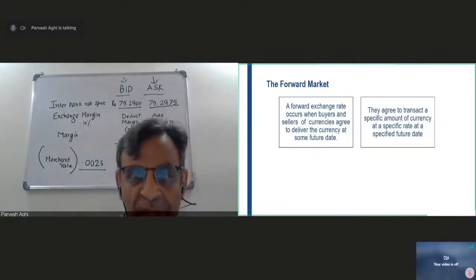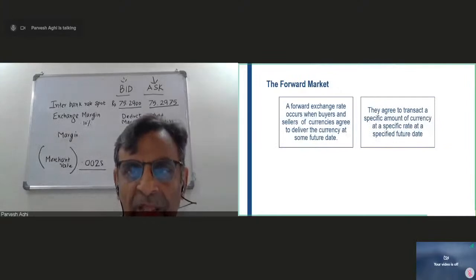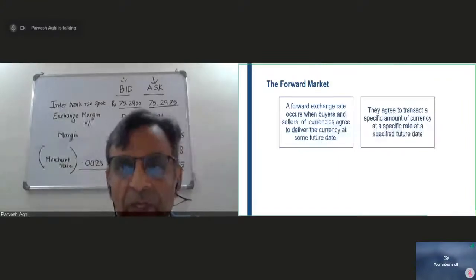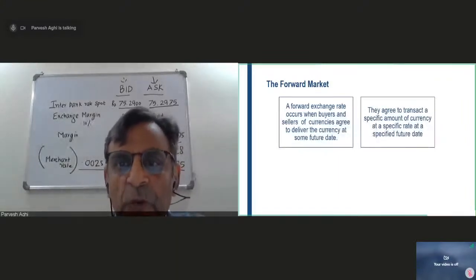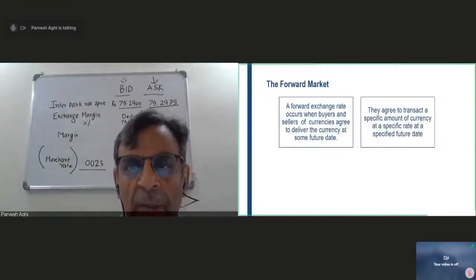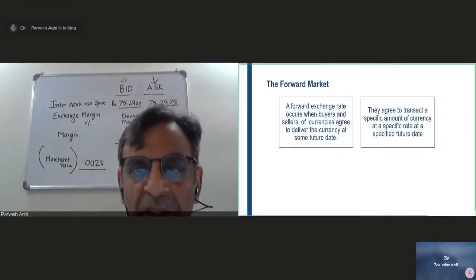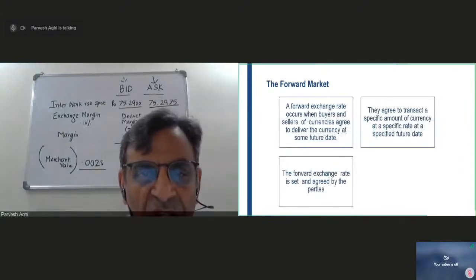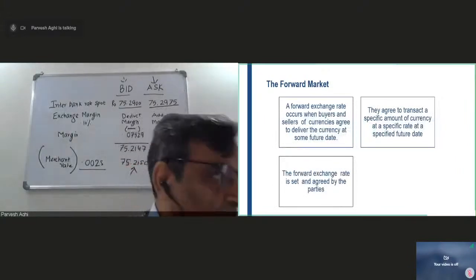So if I go to a bank as a corporate client, I say I require $10,000 on 1st of November. Of course, the bank will be giving me the rate. It will be at 75 rupees, say 30 paisa. So this agreement takes place immediately. The forward exchange rate is set and agreed by the parties.